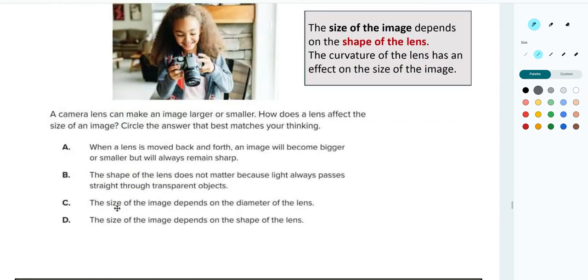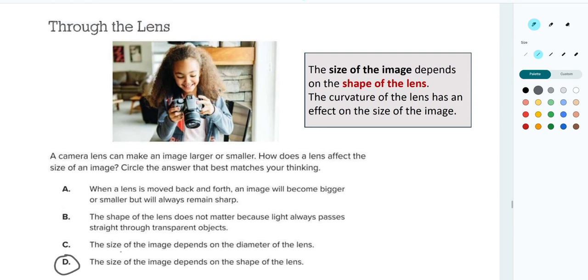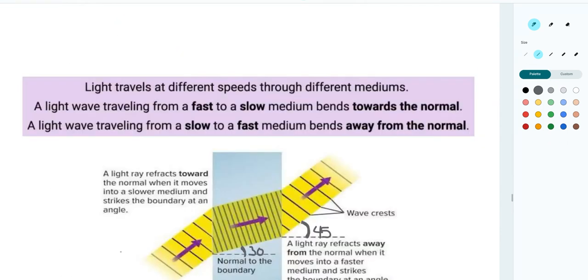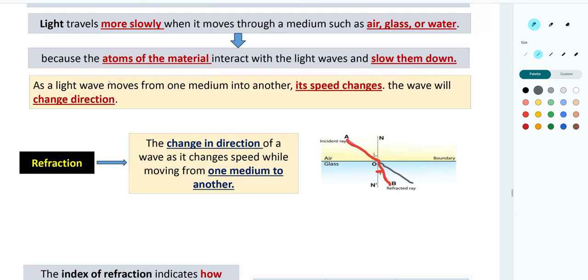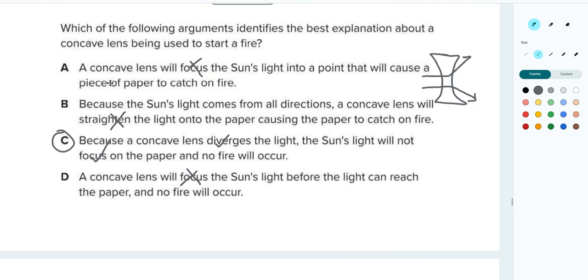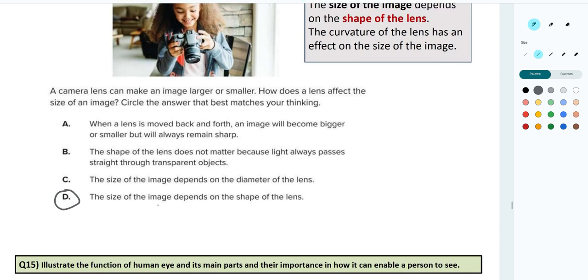A camera lens can make an image larger or smaller. How does a lens affect the size of an image? I will just come straight down and circle here. The size of the image depends on the shape of the lens. We will look at lenses more when we talk about the writing question. But the size of the image depends on the shape of the lens. So whether the lens is convex or concave will make a difference, as well as the thickness of that lens.